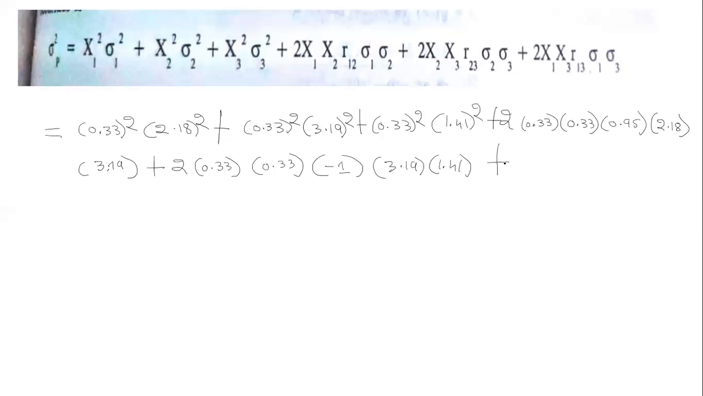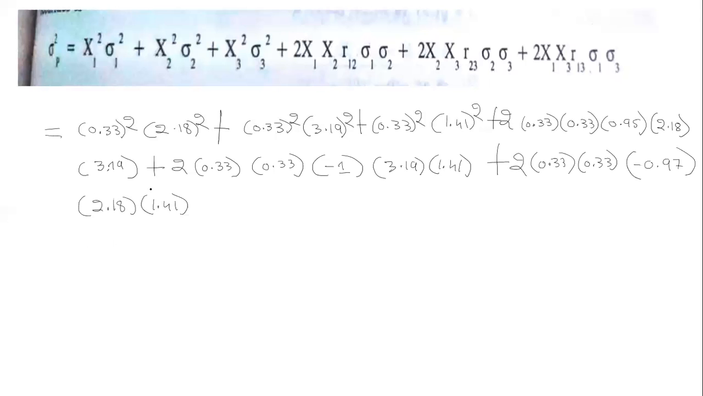So plus, now for AC, 2 into 0.33, 0.33, and the correlation coefficient between 1 and 3, that is nothing but AC, is minus 0.97. Okay, we'll continue here into the standard deviation for security A is 2.18, and for security C is 1.41. So this is how we have to put.